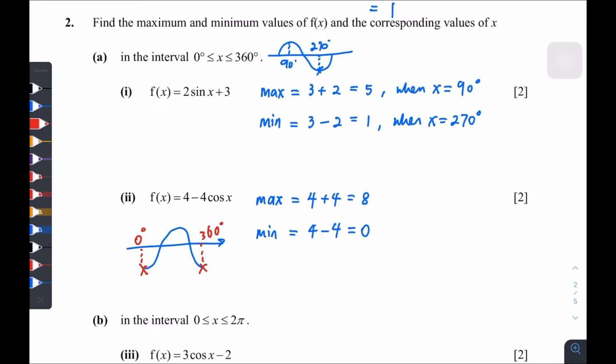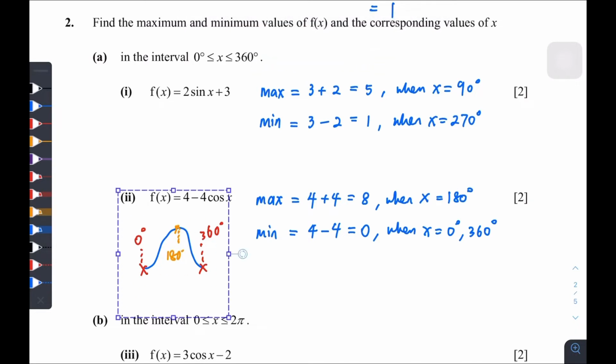When is it going to be maximum? The maximum is going to be here, at 180 degrees. So the maximum is when the angle is 180 degrees, and the minimum is when the angle x is 0 and 360 degrees. It's just like that. Let me remove this. You can see roughly how it looks. Let me delete this and this.